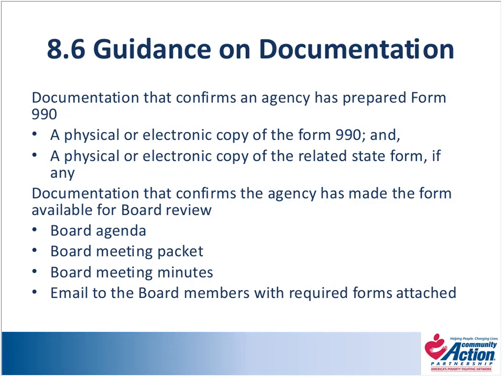For 8.6, documentation that confirms an agency has prepared the Form 990 would include a physical or electronic copy of that form and a physical or electronic copy of the related state form if it's required by your state. Also, documentation that confirms the agency has made the form available for board review. So this is a two-parter. Again, the board agenda and board minutes would be the best way to show that you're in compliance with this particular standard, but certainly your board packet or your email to the board members with the required forms attached would also most likely be ways to show documentation with this particular standard.